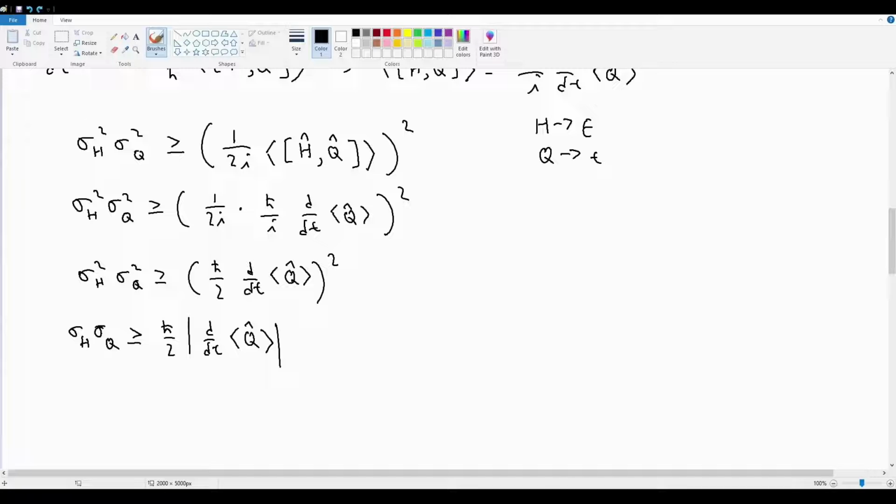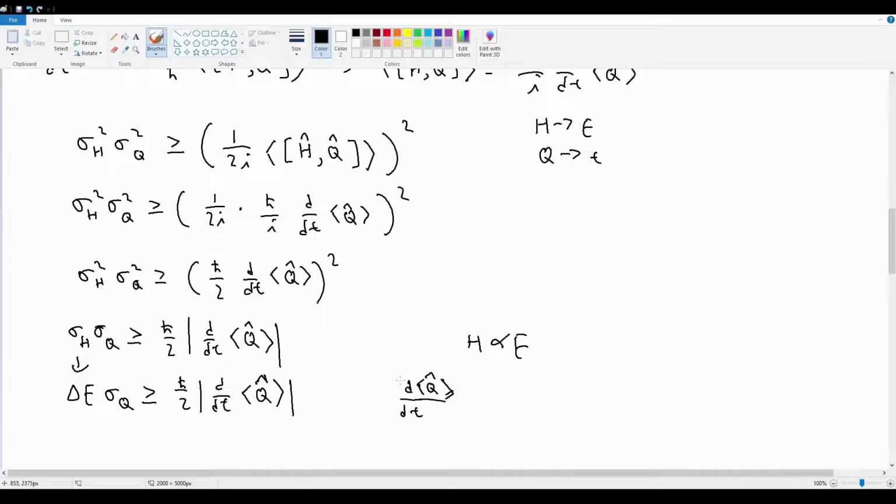So let's define a few things. First off, the Hamiltonian is directly related to energy. So the uncertainty in the Hamiltonian quite literally is just the uncertainty in the energy. So this automatically just goes to delta E. We still have sigma Q greater than or equal to h bar over 2 times the magnitude of d by dt of the expectation value of q hat. So let's analyze the time derivative of the expectation value of q hat.